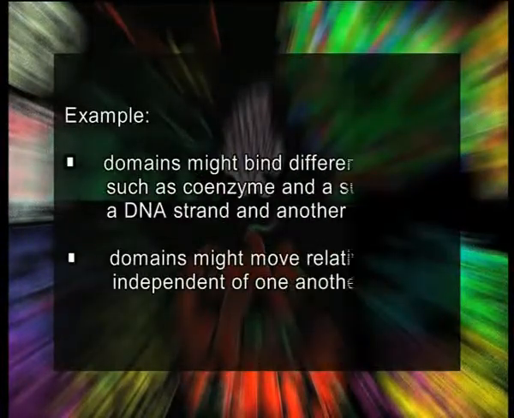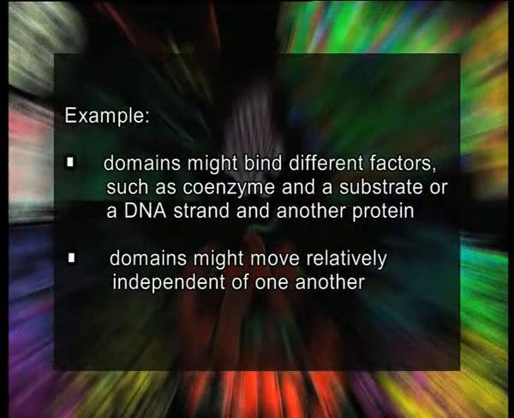For example, they might bind different factors such as a coenzyme and a substrate, or a DNA strand and another protein, or they might move relatively independent of one another. Some polypeptides containing more than one domain are thought to have arisen during evolution by the fusion of genes that coded for different ancestral proteins, with each domain representing a part that was once a separate molecule.